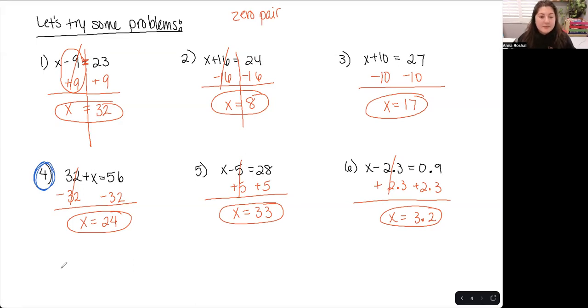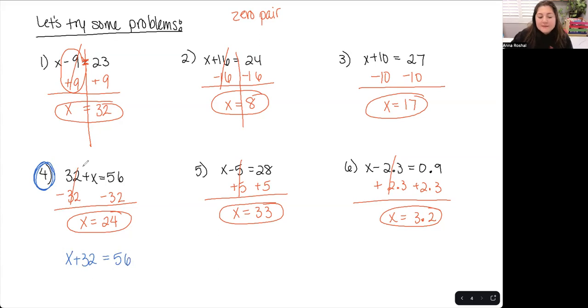Commutative property is the ability to add not in the same order. So for example, I can do 3 plus 4, but I can also do 4 plus 3 and still end up with that same answer. In this particular case, I have 32 plus x and x plus 32, right? X plus 32 is the same thing as 32 plus x because commutative property applies to addition.